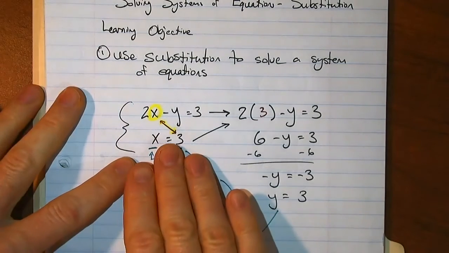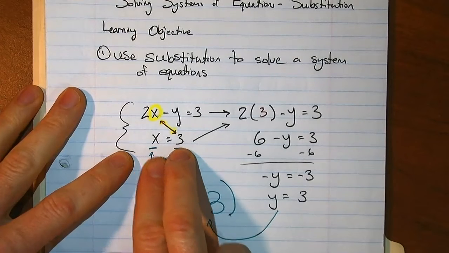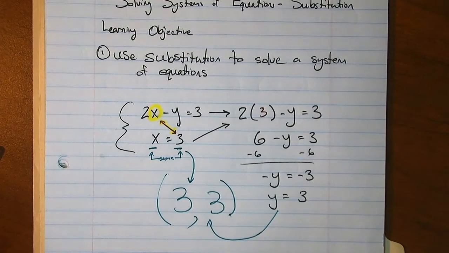We can simply make trades. If we know two things are equal, we make a replacement. And boom, we can get to an answer. So this is the basic idea of substitution, and it's a basic idea that you've done before.